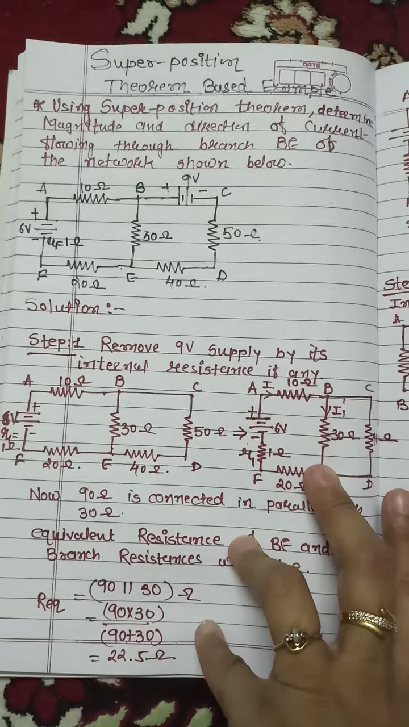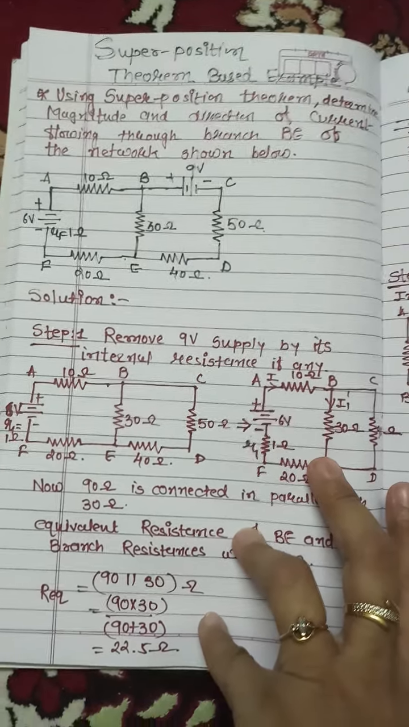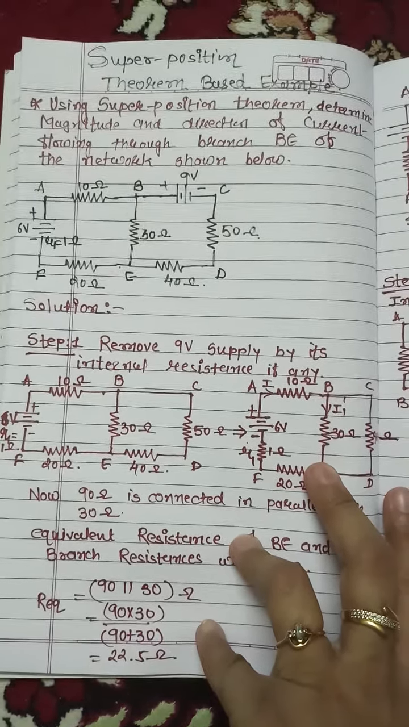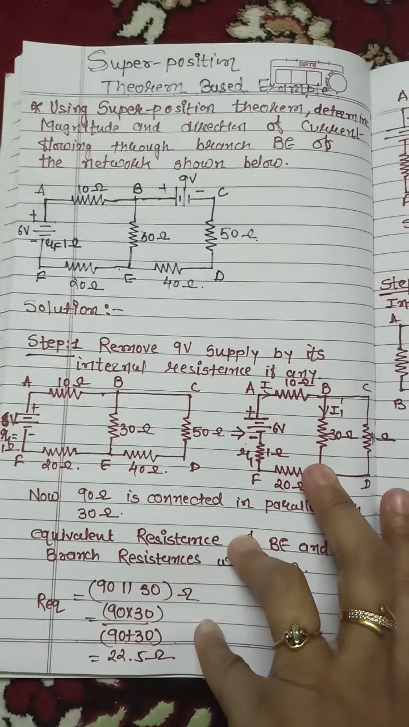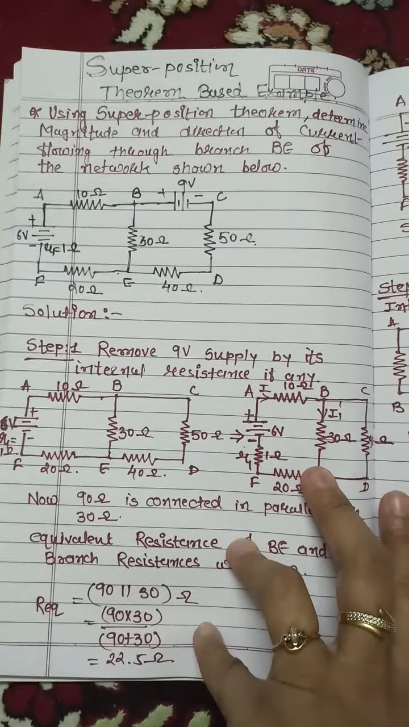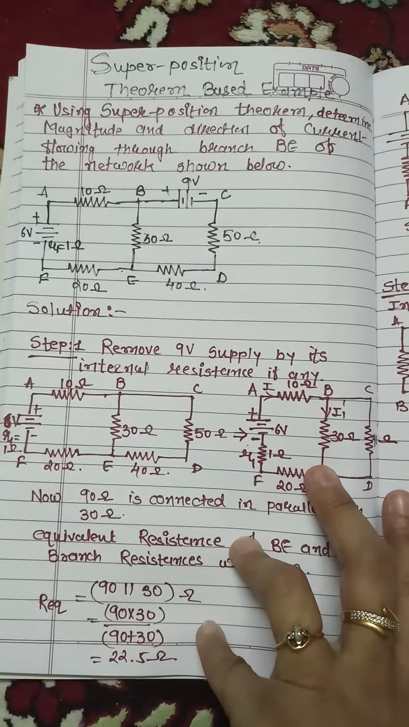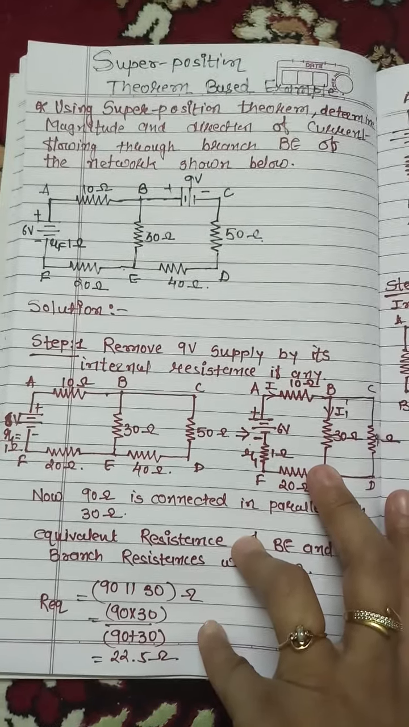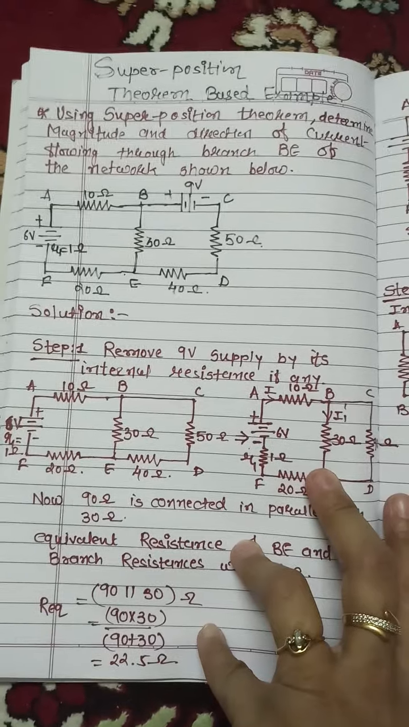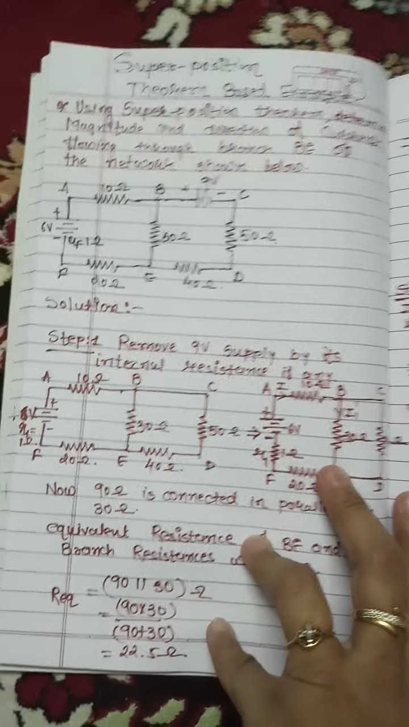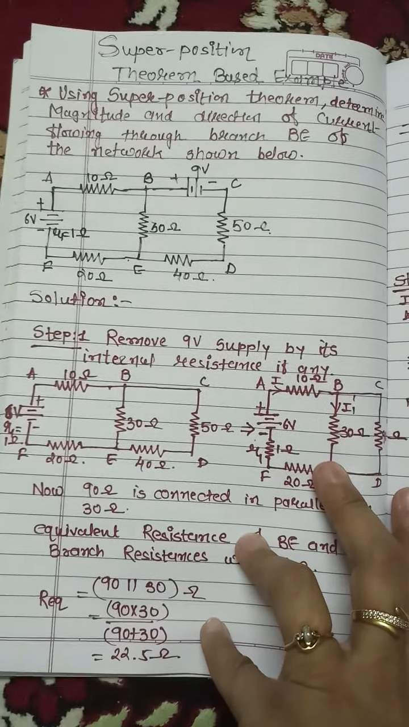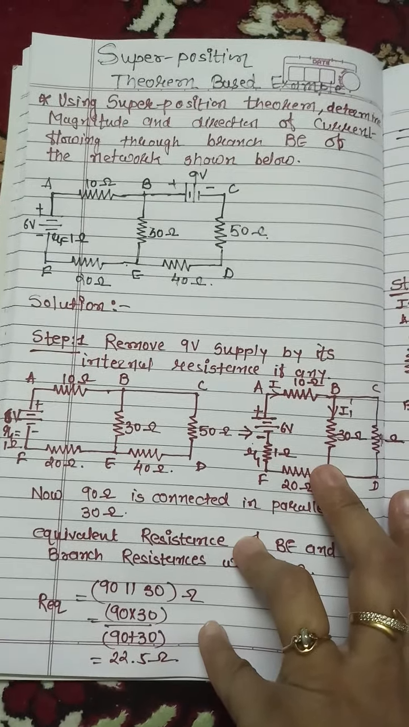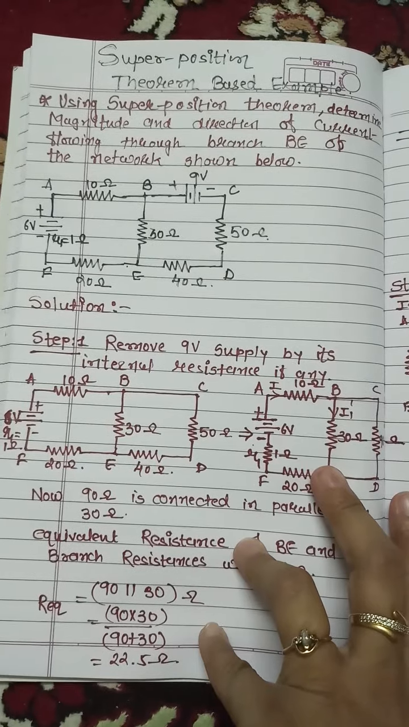About the superposition theorem based example. Now, what is a superposition theorem? Superposition theorem means when any network has more than one energy source, at that time the current flowing through any branch is equal to the algebraic sum of the currents flowing when each source is considered separately and the other source is replaced by its internal resistance, if any.